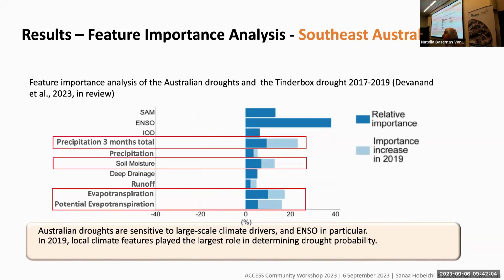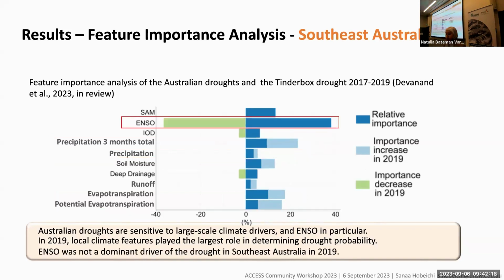When we repeated the analysis only for the year 2019 during the tinderbox drought, we found that the local climate variables had their importance improved, which suggests that they played the largest role in determining drought probability, while ENSO had its variable importance decreased, which suggested that it was not a dominant driver of drought in Southeast Australia in 2019.